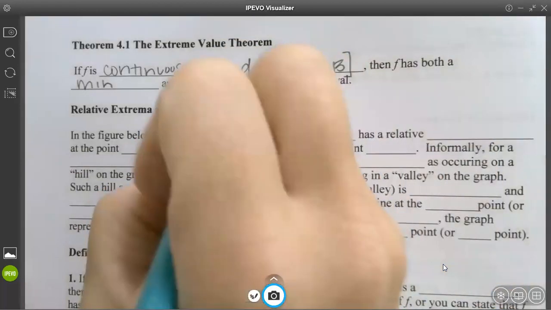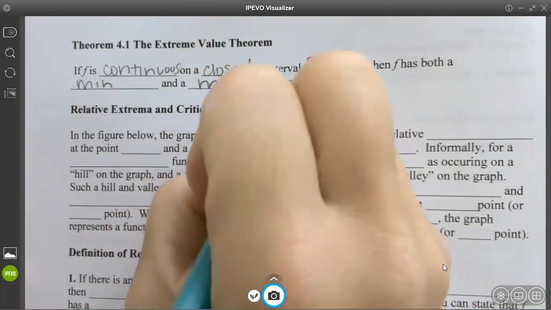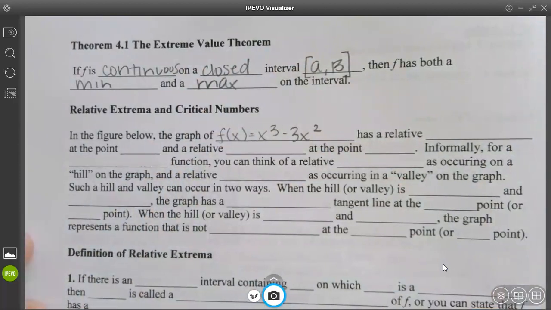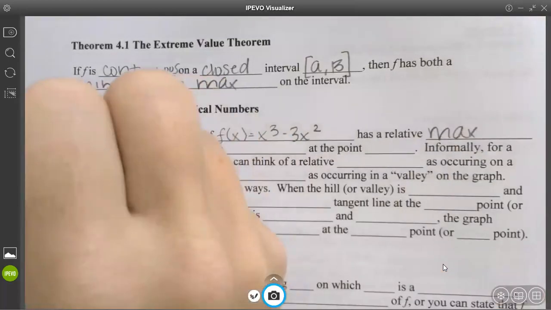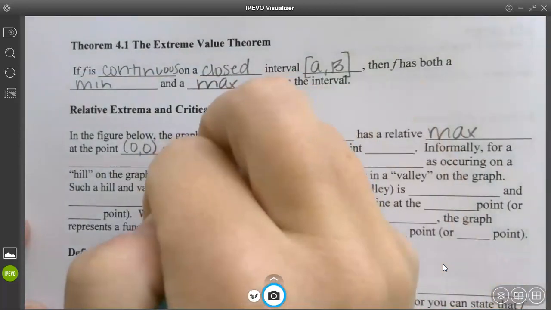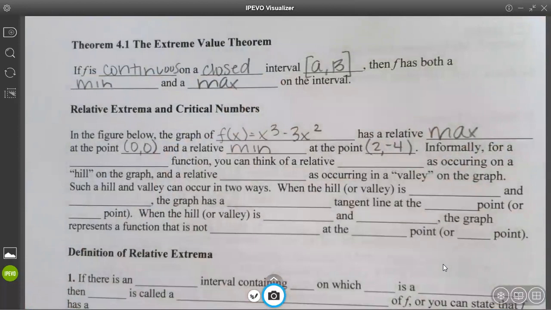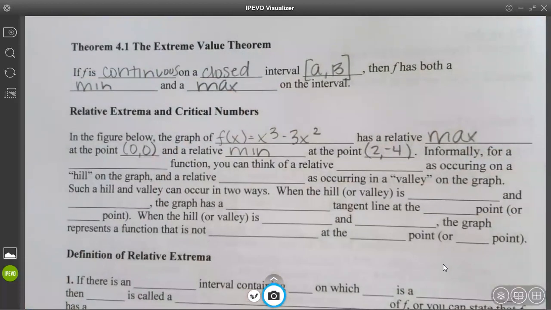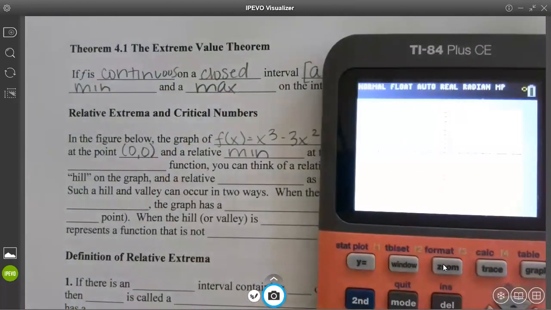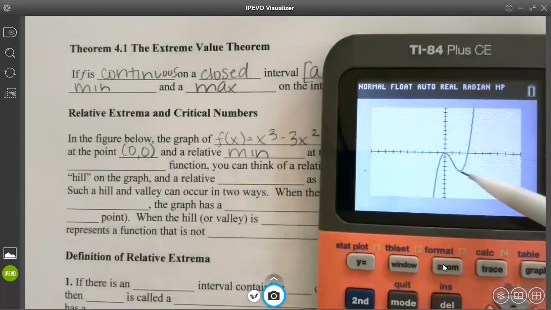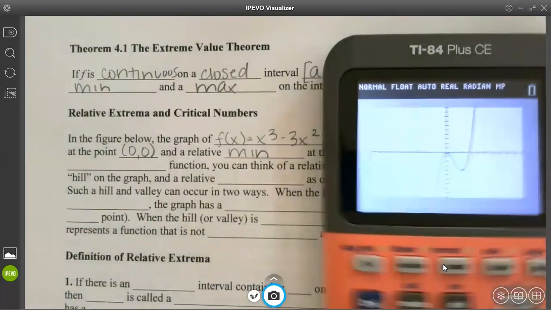In the figure below, the graph of f of x equals x to the third minus 3x squared. I don't even know that I put that in there. I didn't. The figure's not even in there. So in your book, you can look at it. It has a relative max at the point 0, 0, and a relative min at the point 2, -4. So there's your max at 0, 0, and your min at 2, -4. Just want you to be able to see it.